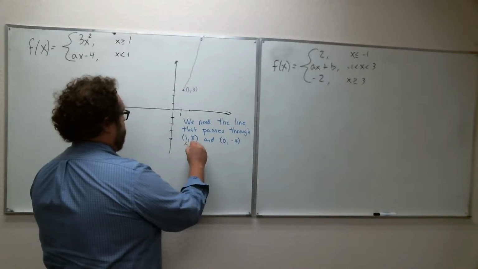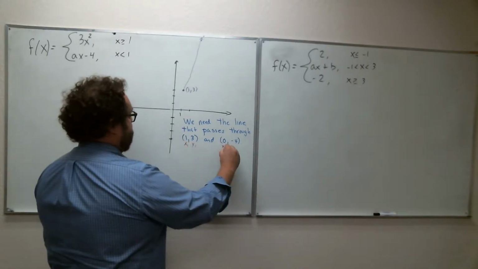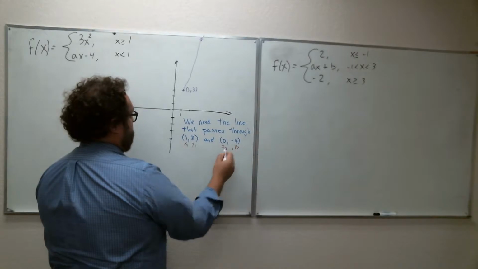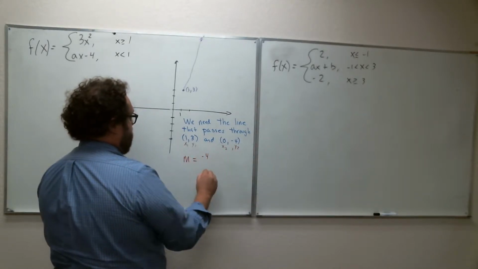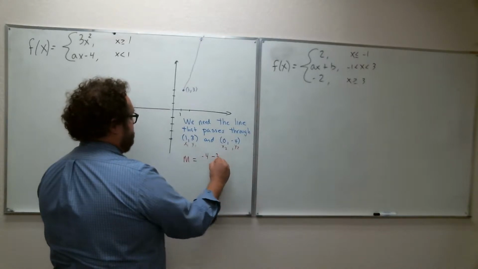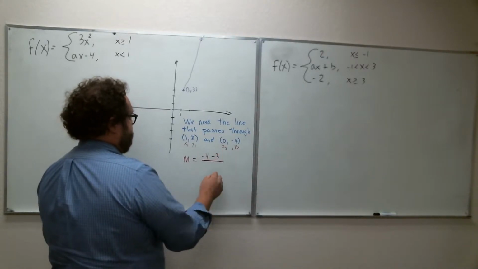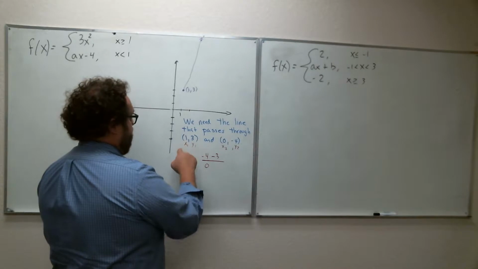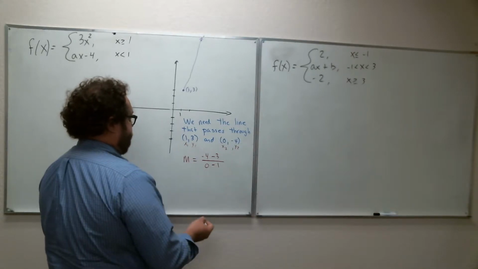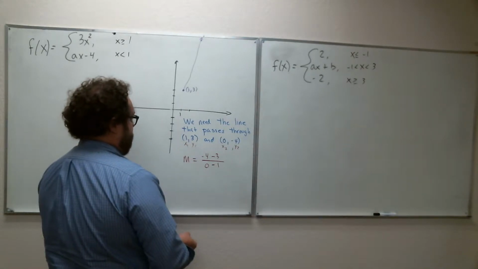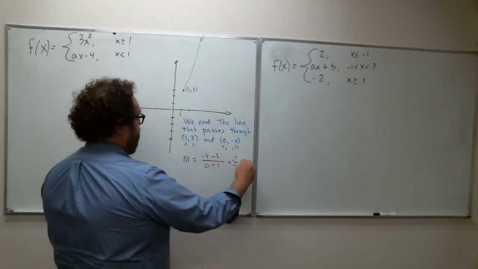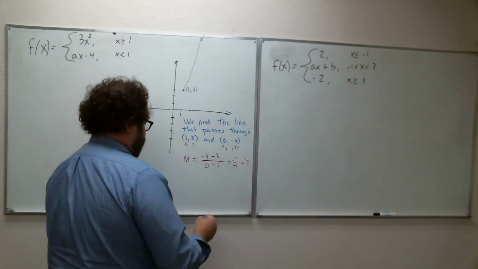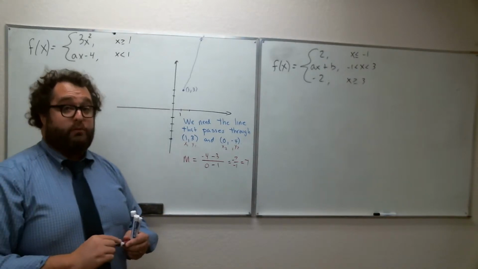Let's call that x1 and y1, x2 and y2. So m equals y2, which is -4, minus y1, which is 3, over x2, which is 0, minus x1, which is 1. Okay, so we have -7 over -1, which equals 7. So that is our slope.